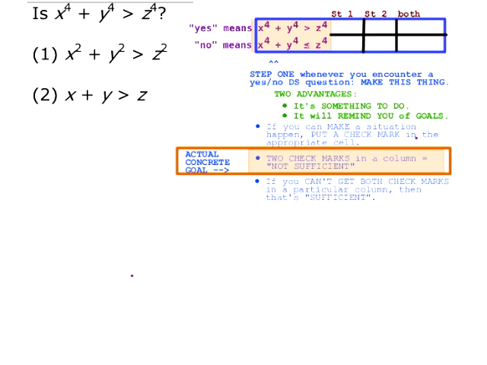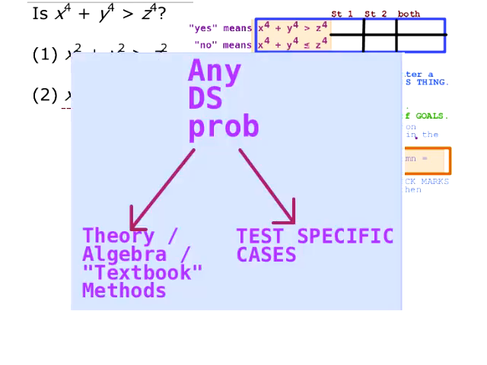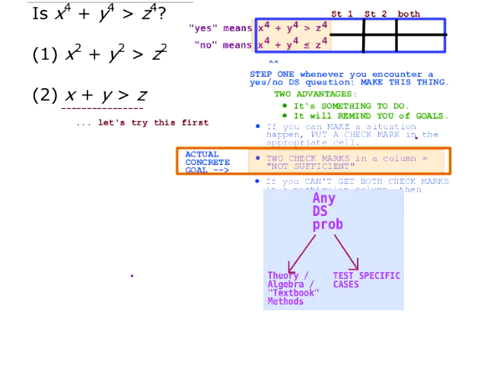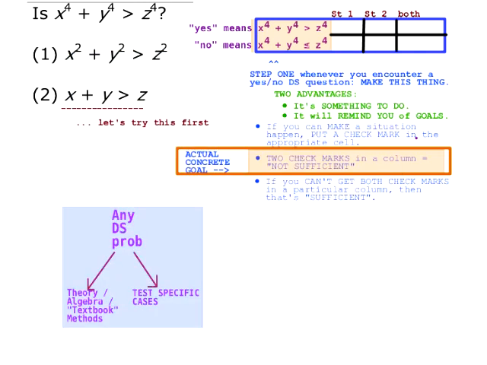So, all right, let's take a look at statement 2. Probably look at that first, because it looks like it's not as involved as statement 1. So let's try this first. Notice the device lets you start either way. You have to do the statement 1 column and the statement 2 column. With data sufficiency, you've seen me put this on the board before. There are basically 2 ways to approach a data sufficiency problem in general. You've got your textbook methods, including algebra and whatnot, and then you've also got specific cases.